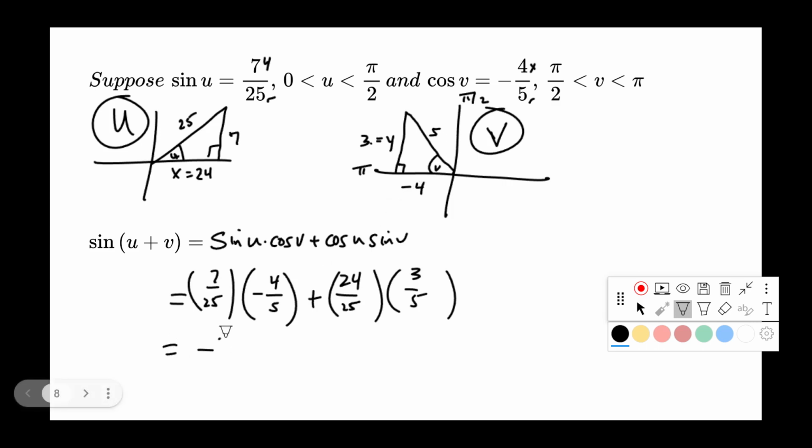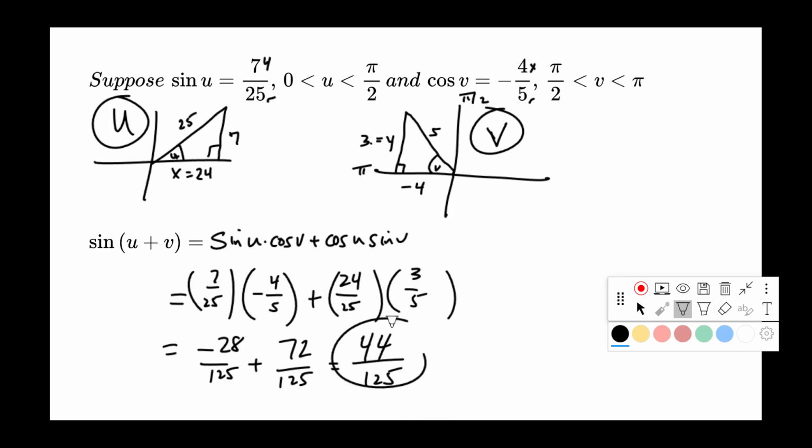All right, so now that's negative 28 over 125, right? 5 quarters is $1.25, plus 72 over 125. So 72 minus 28 is 44, I think. Yeah, 44 over 125. I can't reduce that. That is my answer. Okay, and that's it. That's how we use these sum and difference formulas.